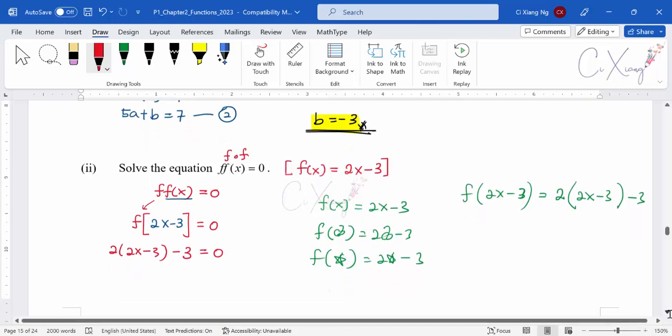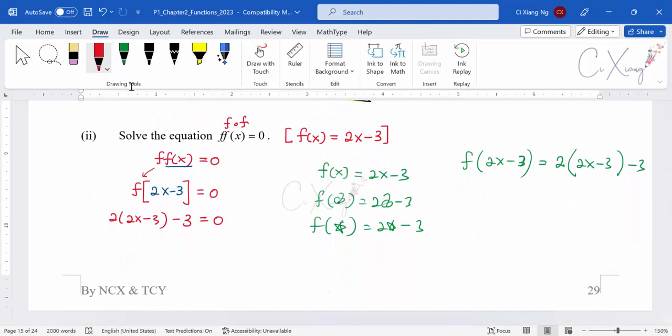Okay, and since we already carried out the composite function ff, we can try to expand everything to get the value of x. So if I didn't make any careless mistake, the value of x here should be equal to 9 over 4.